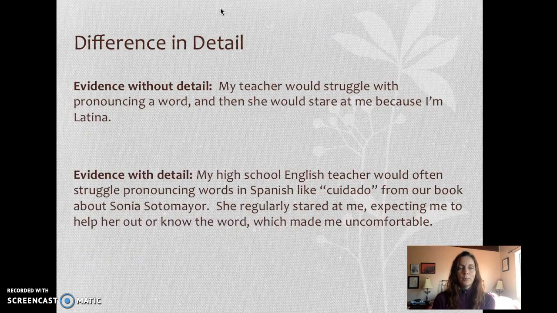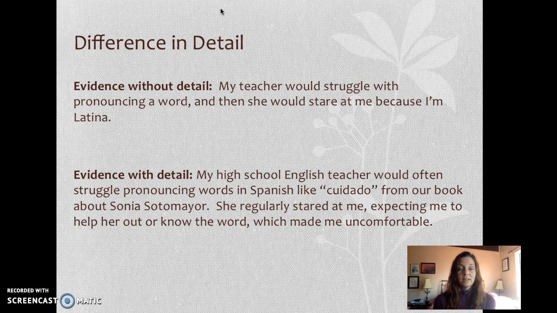So I'm going to give you an example here. This is the difference in detail. This is from a student's paper, and the first one was from a first draft, the evidence without detail. The student wrote, "My teacher would struggle with pronouncing a word, and then she would stare at me because I'm Latina." So while we get the idea she's Latina, and that's the part of her identity she's writing about, we don't really understand enough detail to really feel how she felt in that sentence.